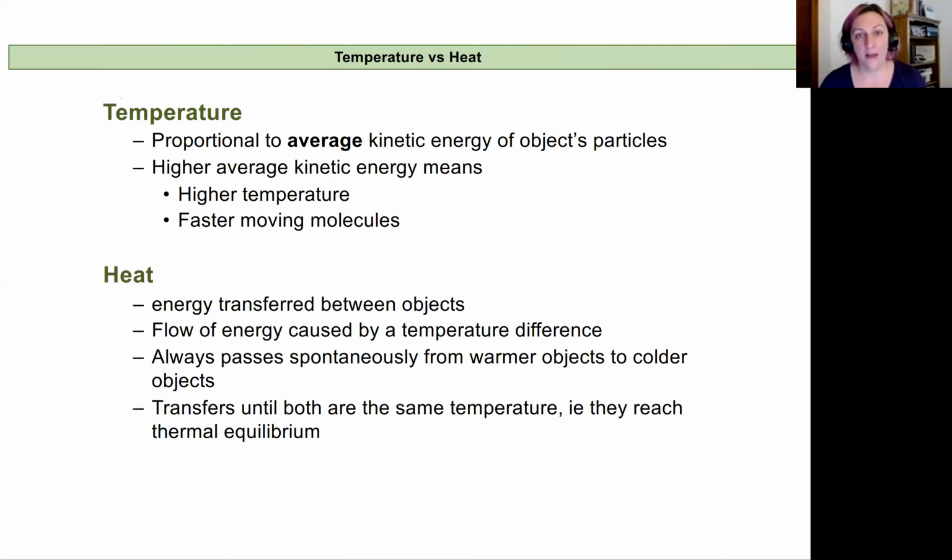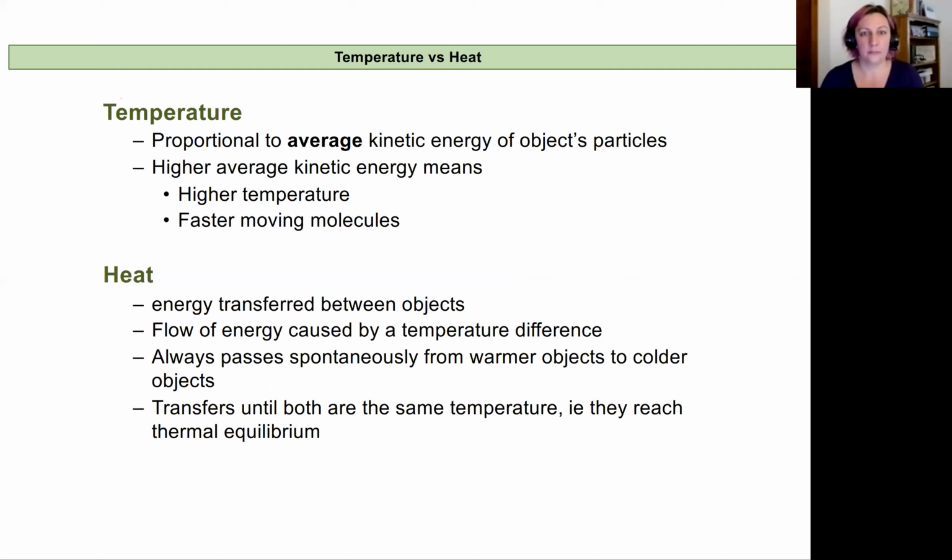So higher average kinetic energy is going to mean a higher temperature. It means the particles have more motion. They'll be moving faster, they'll be vibrating faster, they'll be spinning faster. Now, heat. Heat is the energy that's transferred between objects. So it's not temperature. Heat and temperature are different. So it's really the flow of energy that's caused by temperature differences. It's going to always go spontaneously from something warm to something cold.